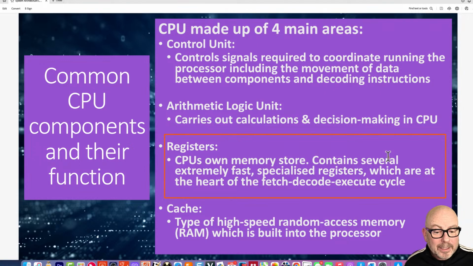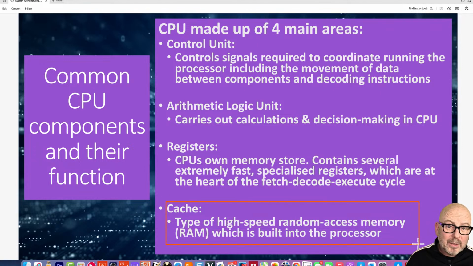Well, let's see. Okay, lastly, we're going to look at cache. Cache holds frequently used instructions. That's the definition I was talking about a minute ago. That'll be in the exam. What does cache do? It holds frequently used instructions.